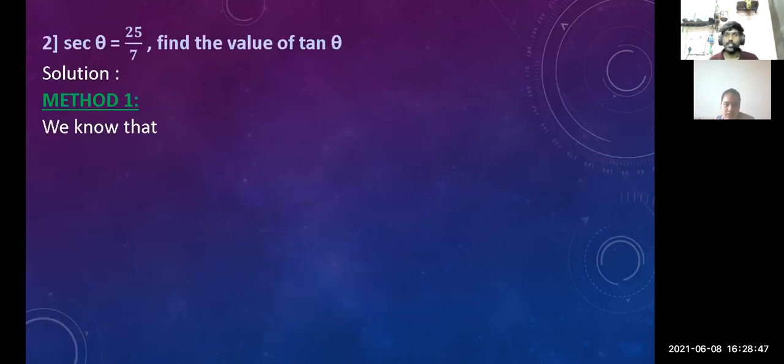Okay, so in this question, sec theta is 25/7. We have to find out the value of tan theta. We'll do it by method 1, that is by using the trigonometric identities. So what is that identity? Can you tell me?